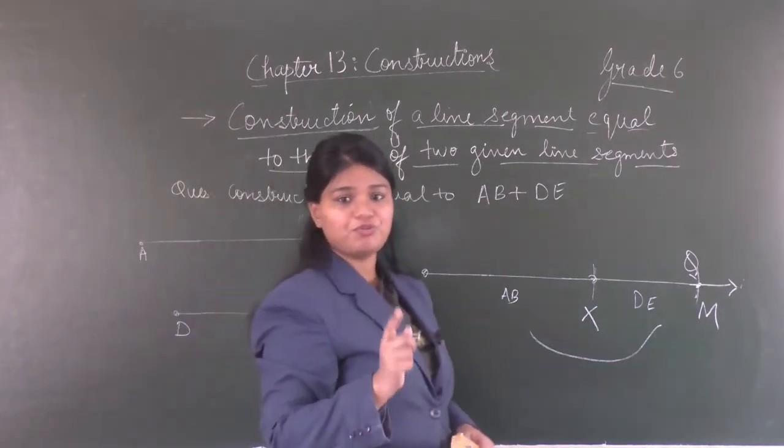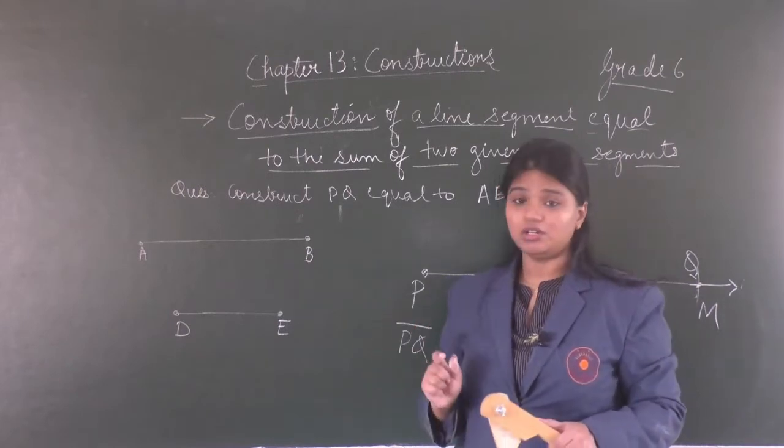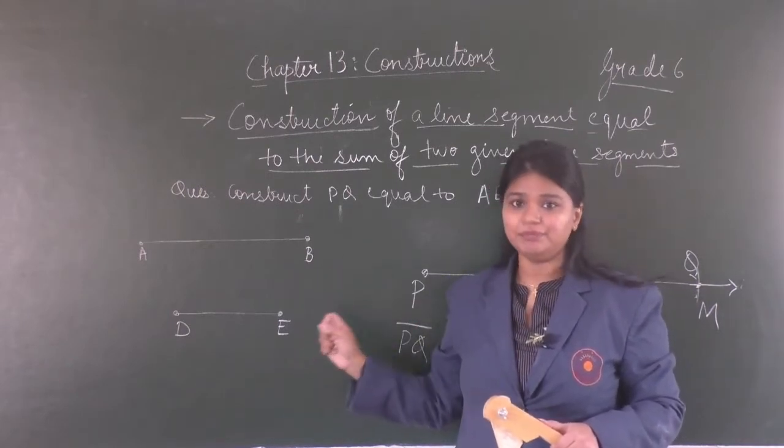So what you will do first, in the question they will provide you two line segments. So here they have provided AB and DE.